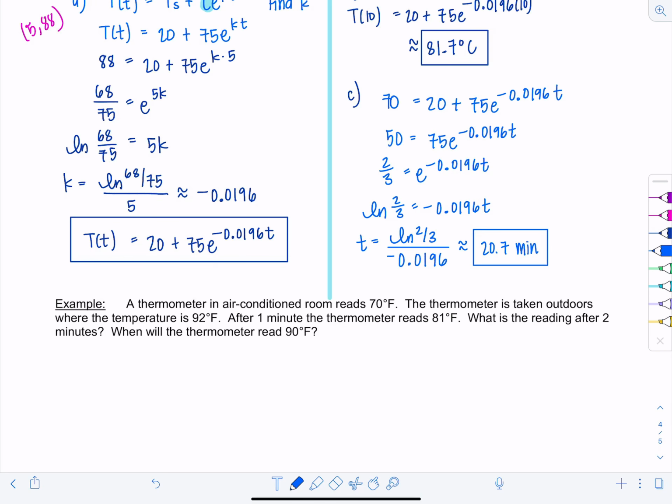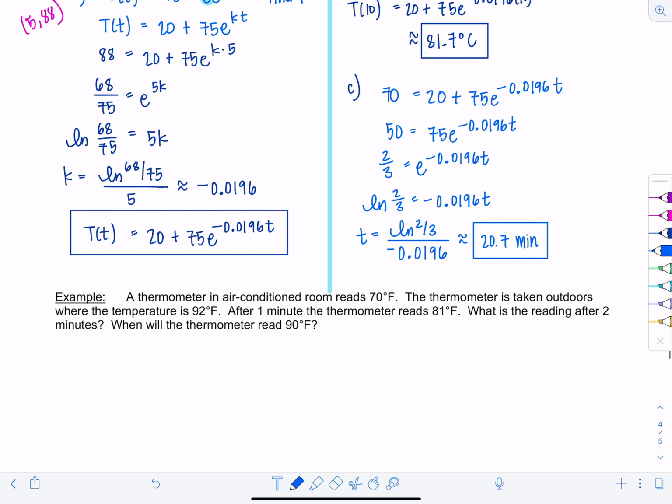So not too bad. As long as you just remember the model for the law of cooling, what the equation's form is, you should be fine. Let's look at one more example.